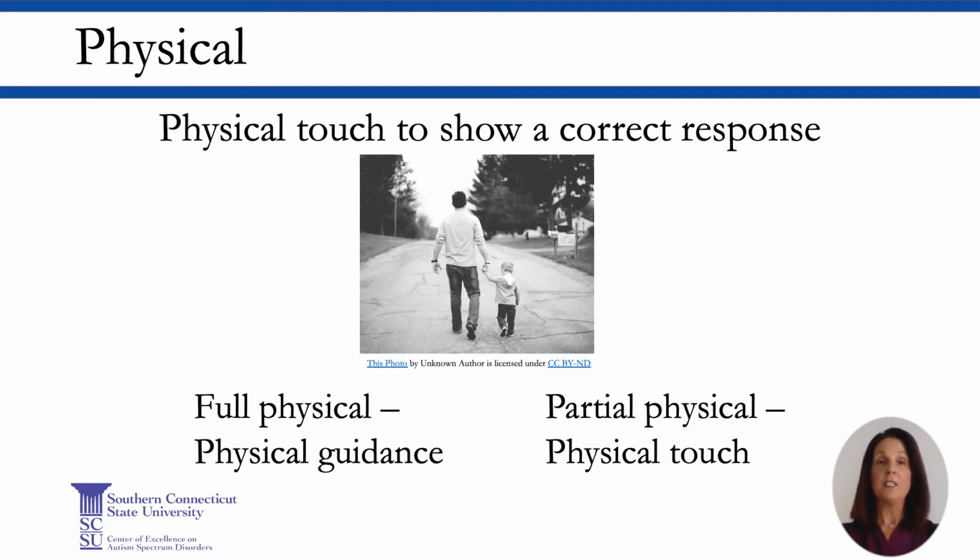Physical prompting is when we actually use a physical touch to show a correct response. As you can see in a picture here, there is an adult walking with a child across the street. Now, I would definitely use full physical guidance, or holding the individual's hand while crossing the street, before I let them just cross on their own. And then once a student becomes comfortable with me prompting them by holding their hand, I might loosen my grip and maybe touch their shoulder gently and guide them down the street safely. So physical prompts can be very helpful at different times.